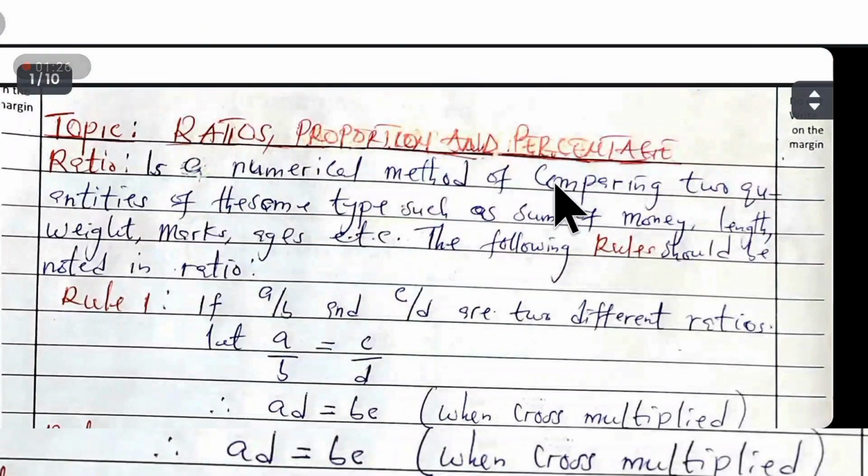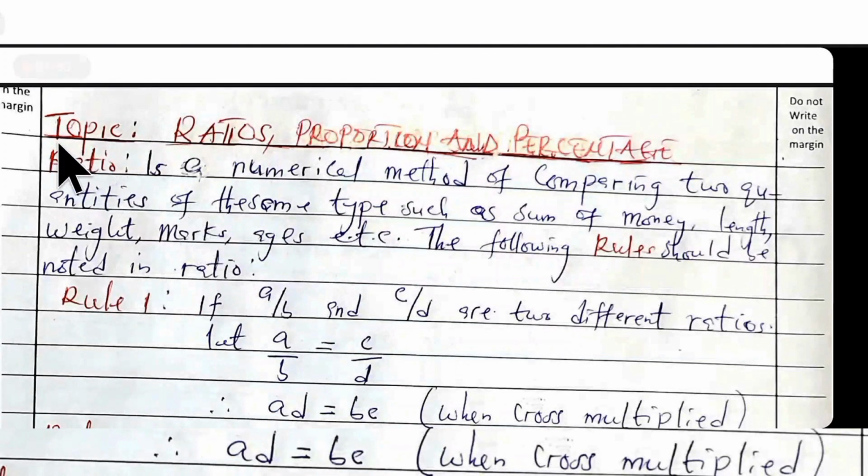Alright, ratio, proportion, and percentage. Ratio. Ratio is a numerical method of comparing two quantities of the same type, such as sum of money, length, weight, marks, age, etc. The following rules should be noted in ratio.